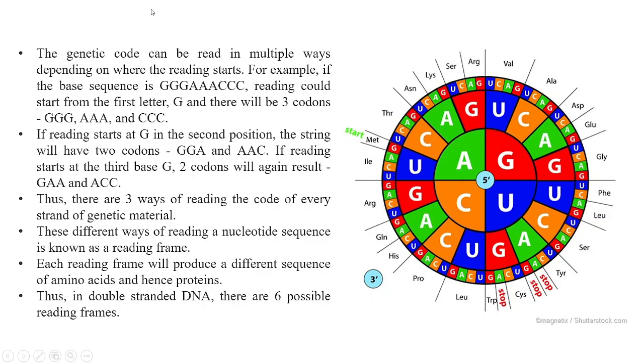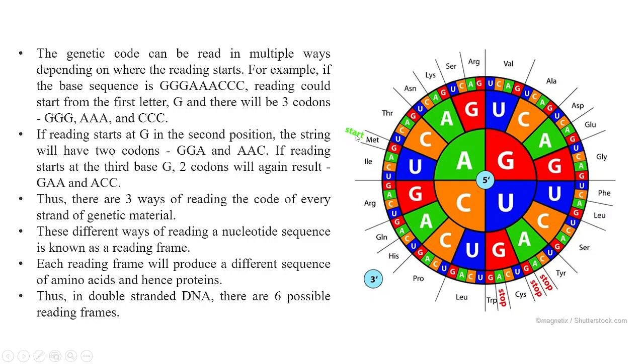When you shift the reading frame by even one letter, the codon gets changed and a different amino acid will be encoded by that codon. So we have 3 reading frames, but in a double-stranded DNA, there will be 6 possible reading frames. Okay, so now what is the start codon?